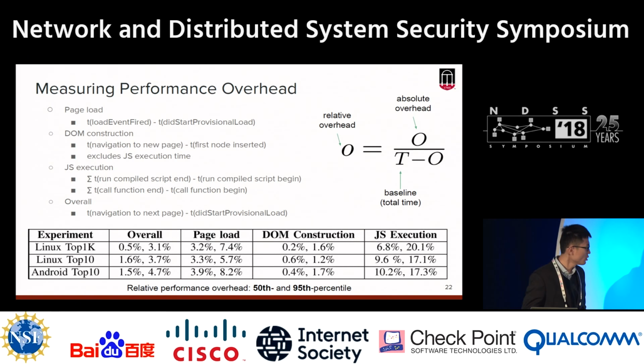While the median page load overhead is between 3.2% to 3.9%, the 95th percentile is between 5.7% to 8.2%.